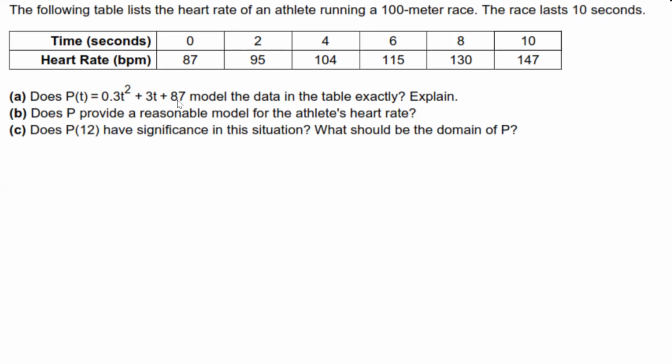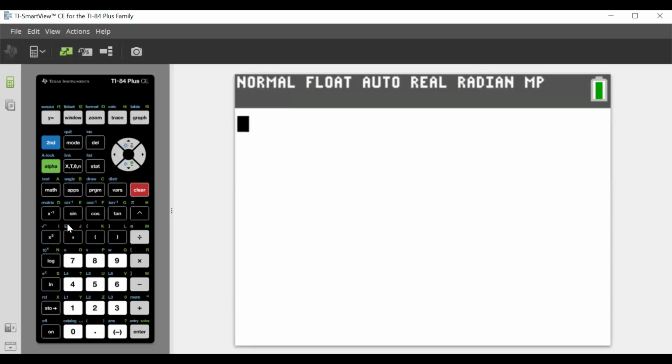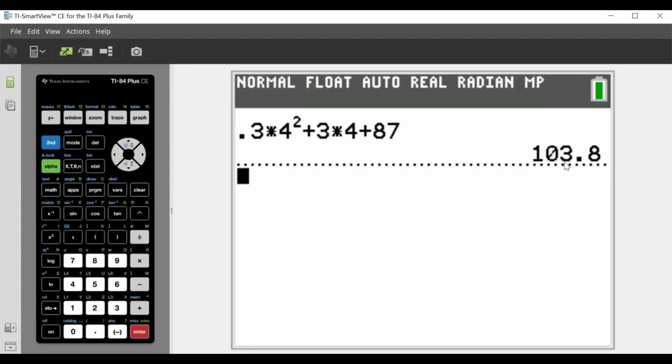And so I'm going to cheat and use a calculator. If we plug in, say, 4, we're going to have 0.3 times 4 squared, plus 3 times 4 plus 87, and that's supposed to be 104. And it gives us 103.8. Close, but not exact. And that's the key question they're asking here.